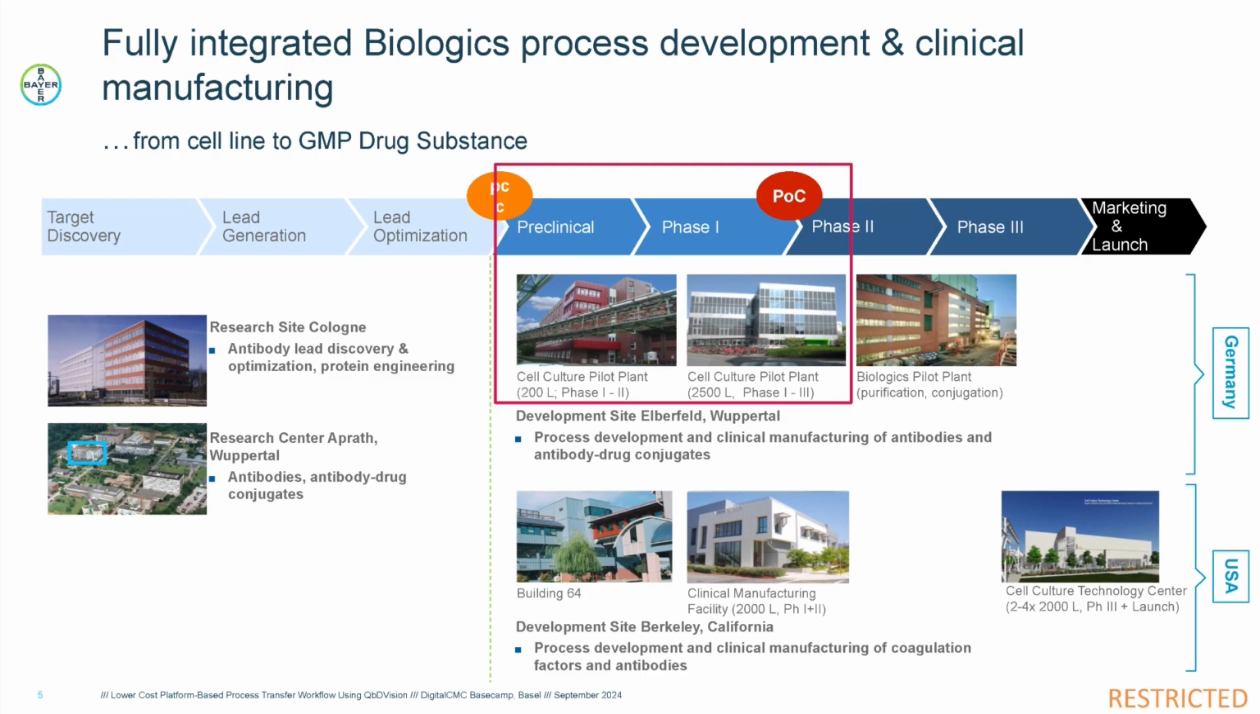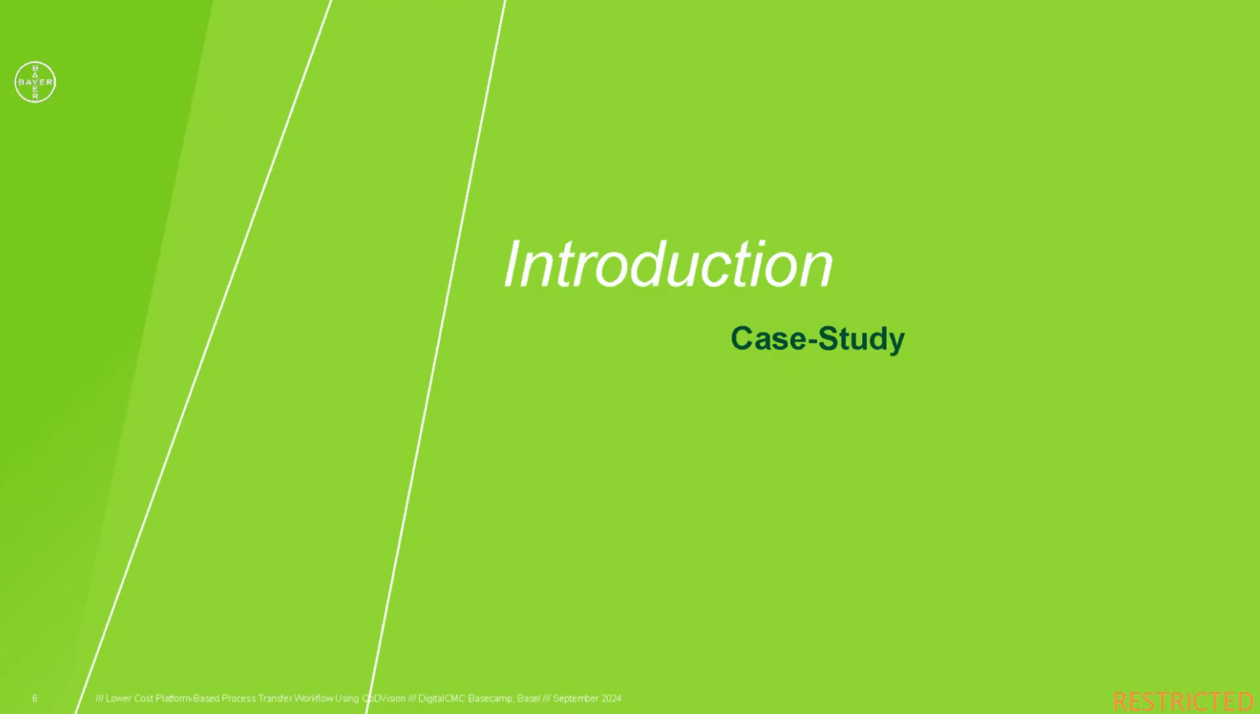I want to highlight two pictures here out of the sites we have. Here you can see our cell culture plants with the 200 and the 2,500 liter scale. They are both located in Wuppertal, and they will be the focus of our case study today. And this brings me to the next slides regarding our case study.